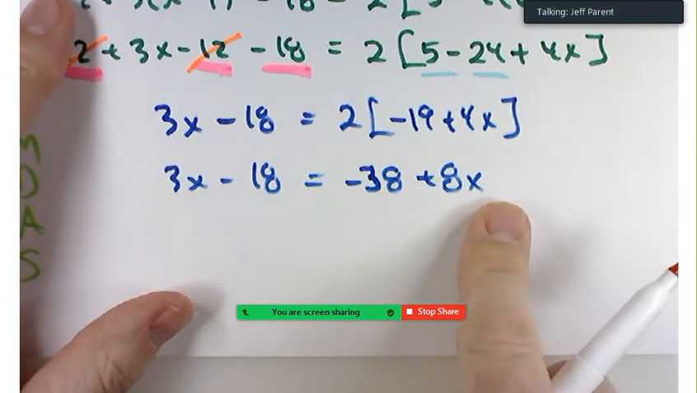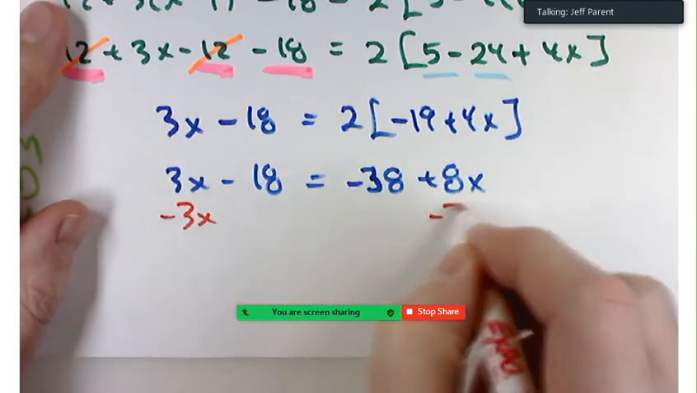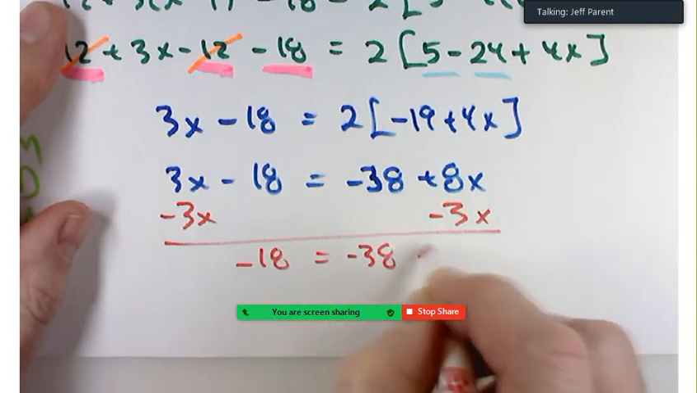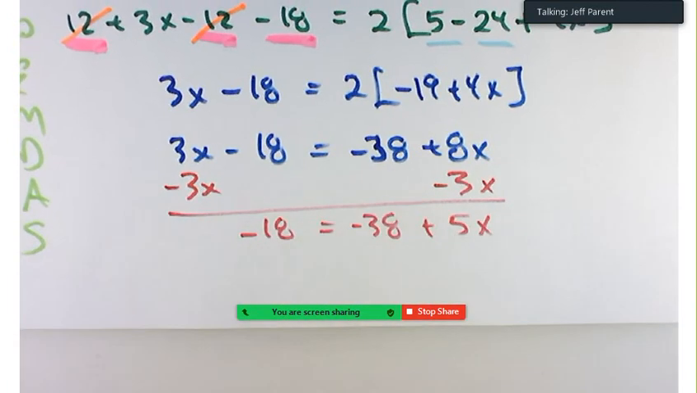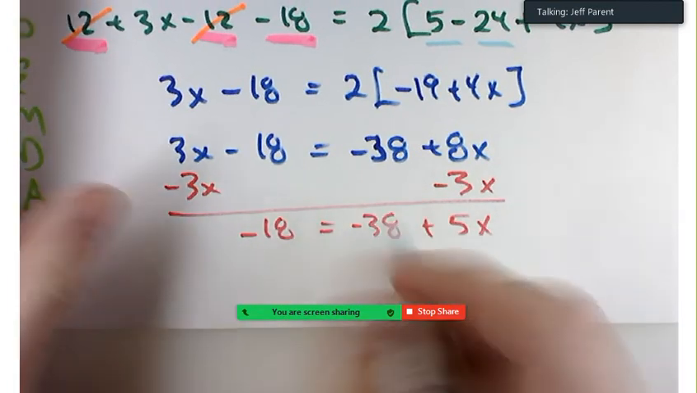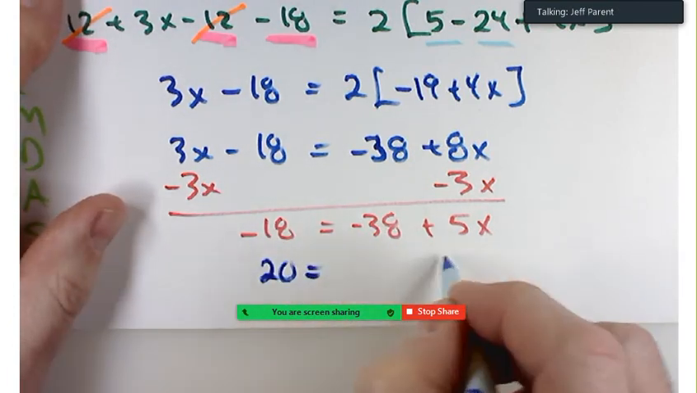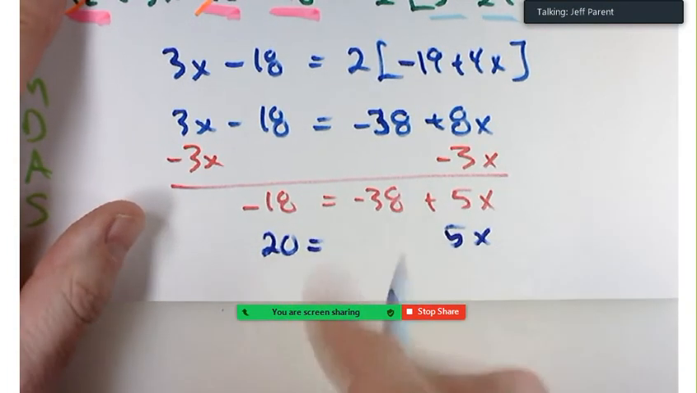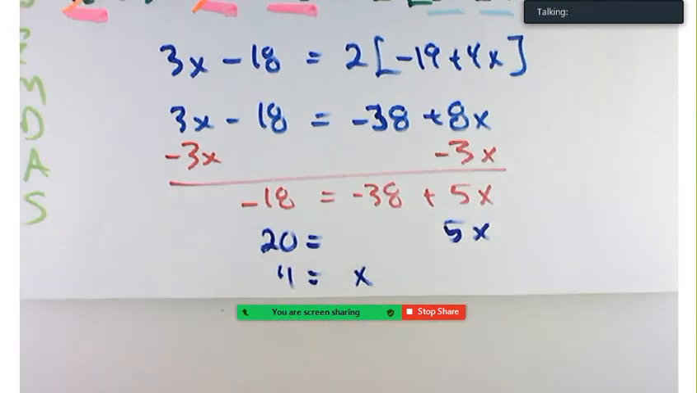Let's get the variables on one side. The bigger coefficient is on the right-hand side, so I'll subtract 3x from both sides. That leaves me with -18 equals -38 plus 5x. I've got my variable on one side, get the constants on the other side. So add 38 to both sides. -18 and 38 gives me 20. And if 5x equals 20, what does x equal? 4. Nice.